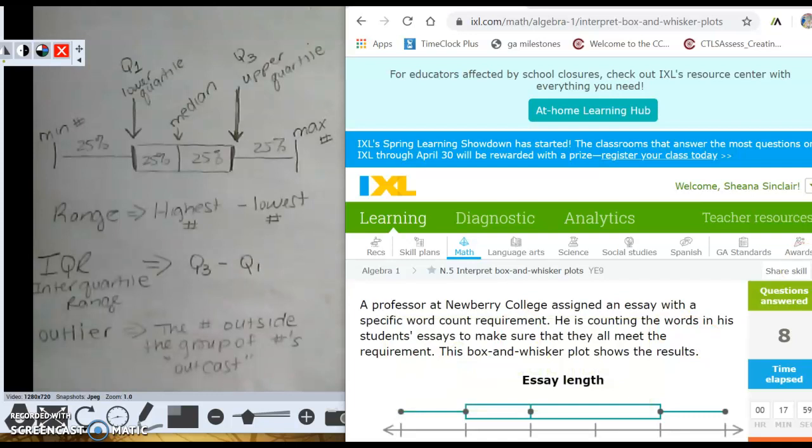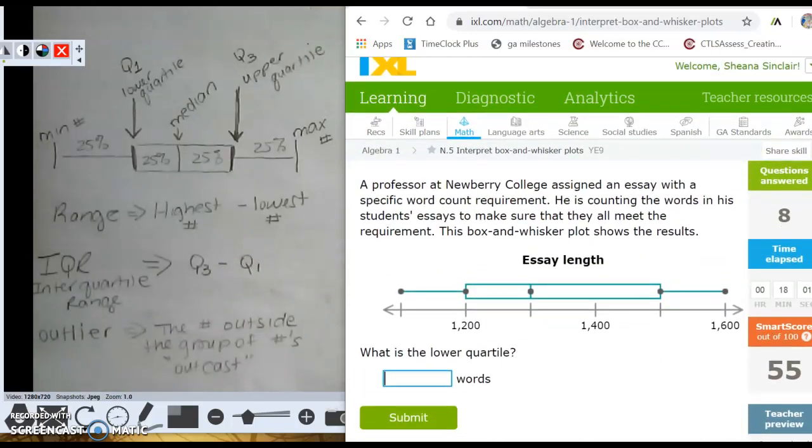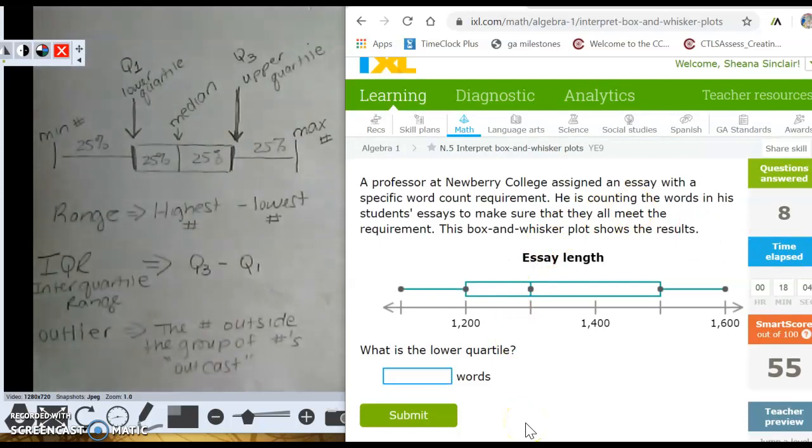And this will be the last one that we do because I think you guys will pretty much get the hang of it. It says a professor at Newberry College assigned an essay with a specific word count requirement. He is counting the words in his students' essays to make sure that they all meet the requirement. The box and whisker plot shows the results. They're asking us for what is the lower quartile. So again, here's our cheat sheet. Lower quartile is actually this line that starts the box. That's our Q1, our lower quartile, and that location is represented here in that problem. So our answer would be 1200.